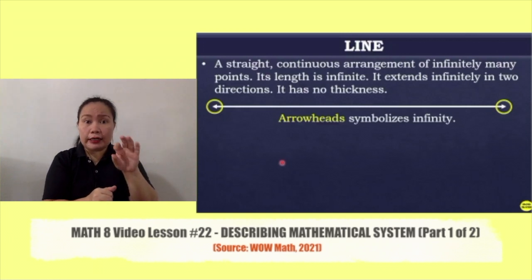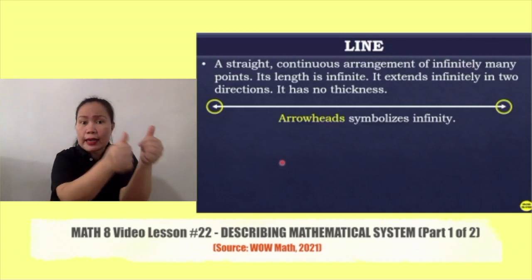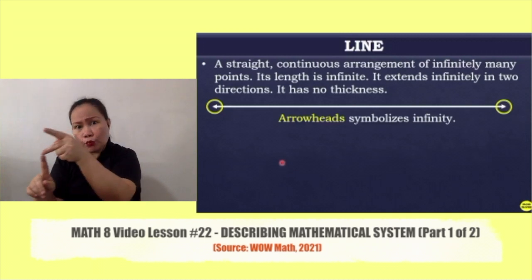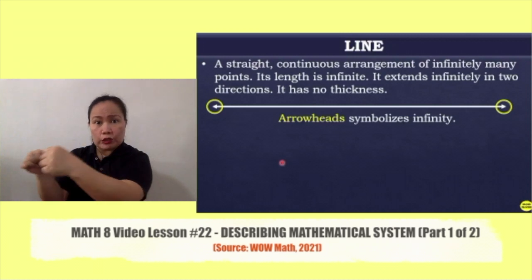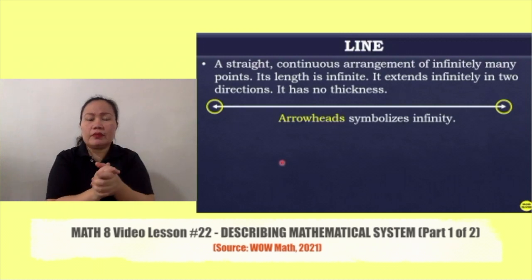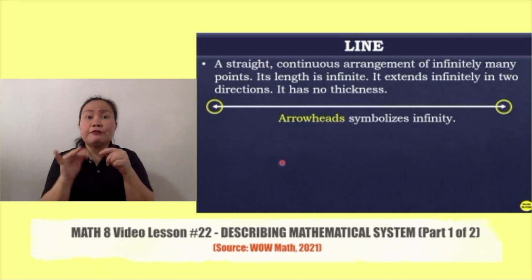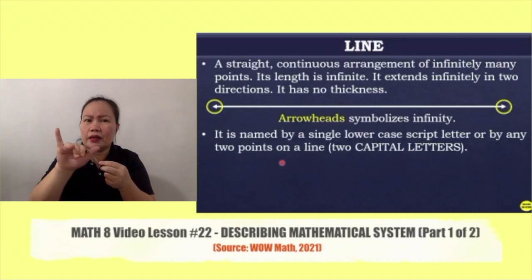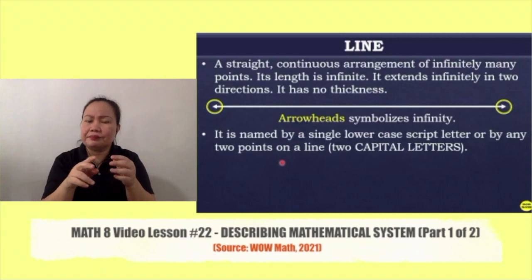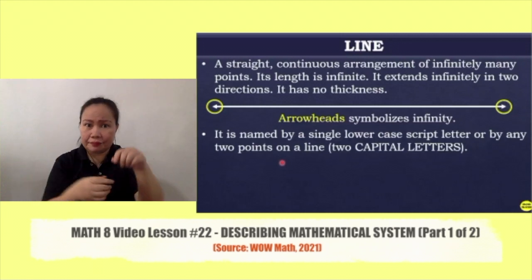That's why a line is a continuous arrangement of infinitely many points. Hindi natin alam kung ilang points meron dyan kasi nga nag-e-extend siya. So, maraming points yan. Okay? Because its length is infinite. Now, how do we name a line? It is named by a single lowercase script letter or by any 2 points on a line.